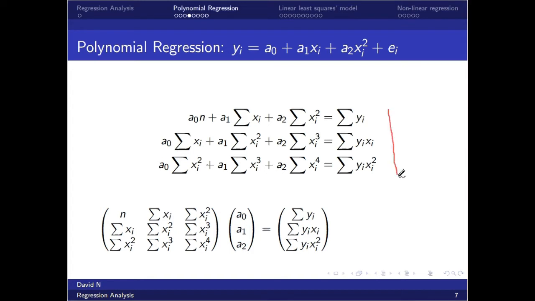We have three unknown coefficients a0, a1 and a2 for the polynomial regression of order 2. We have these three normal equations with three unknowns as shown here. These three equations can be written in a matrix form as shown here.